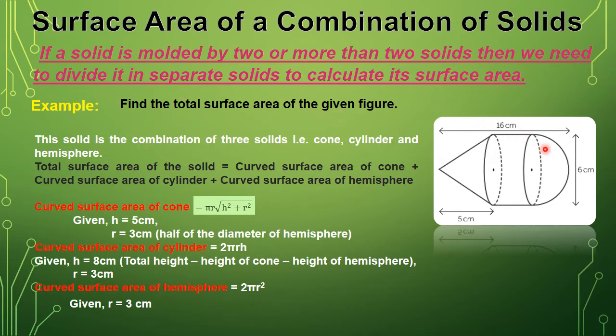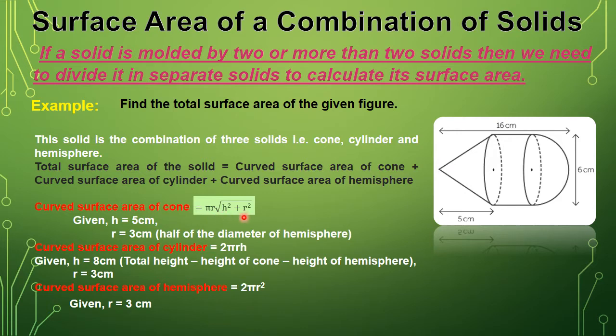We have to calculate the total surface area of this figure. So here you can observe it's a combination of cone, cylinder and hemisphere, right? So if I want to calculate the total surface area of this solid, what will we do? Curved surface area of cone plus curved surface area of cylinder plus curved surface area of hemisphere. So you can observe in this figure, curved surface area of cone is what? Pi r l, and l, how to calculate?